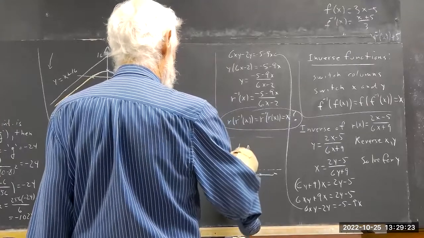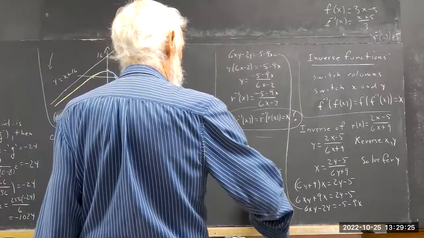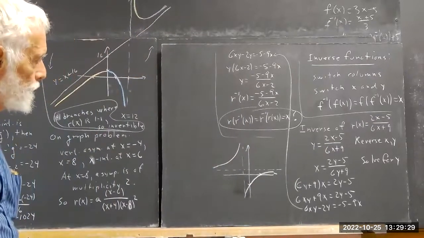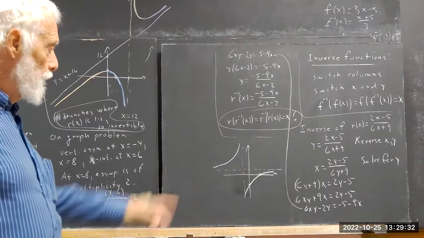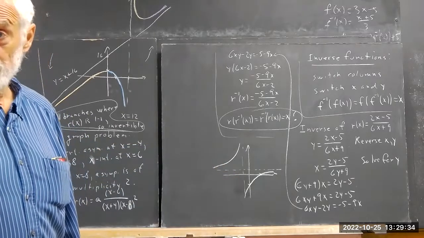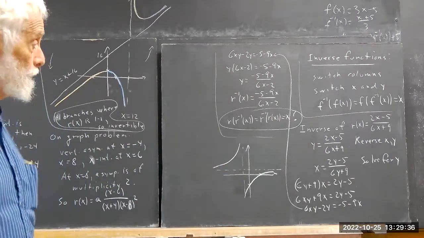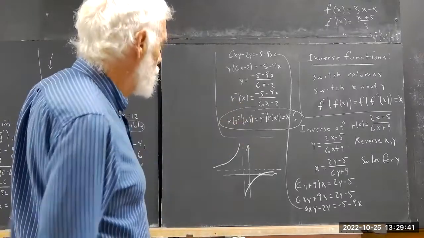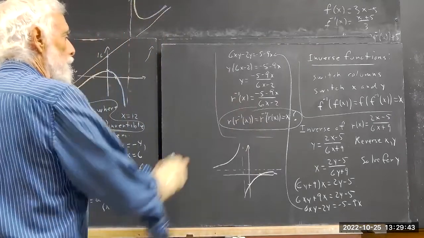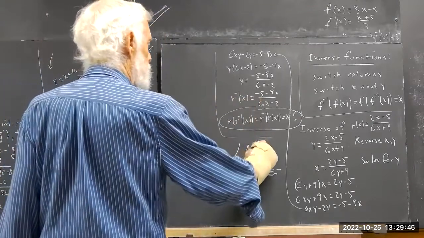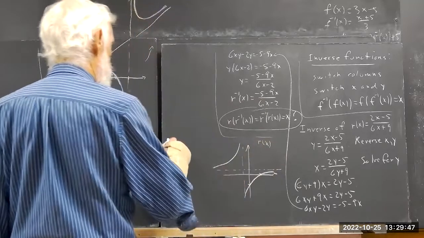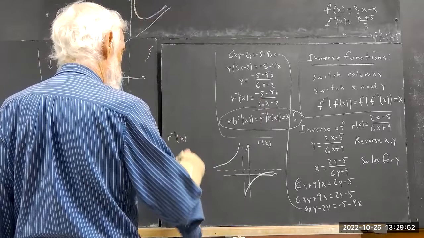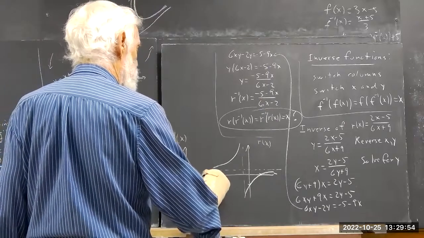I'm going to do this and this. It turns out that that graph is one-to-one. So the graph of the inverse function should look like just this graph turned over on its side. And if we graph the inverse function, it makes sense.